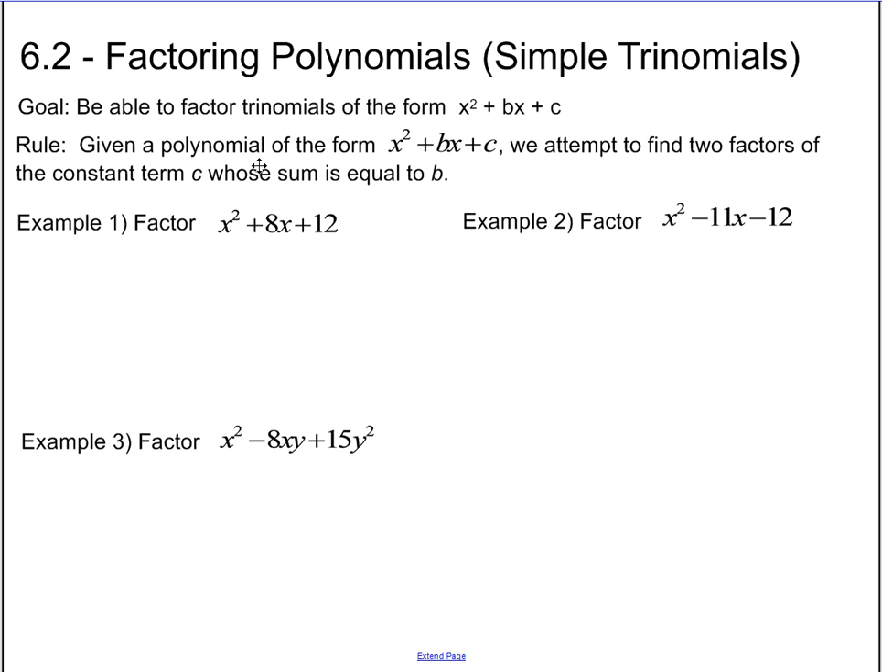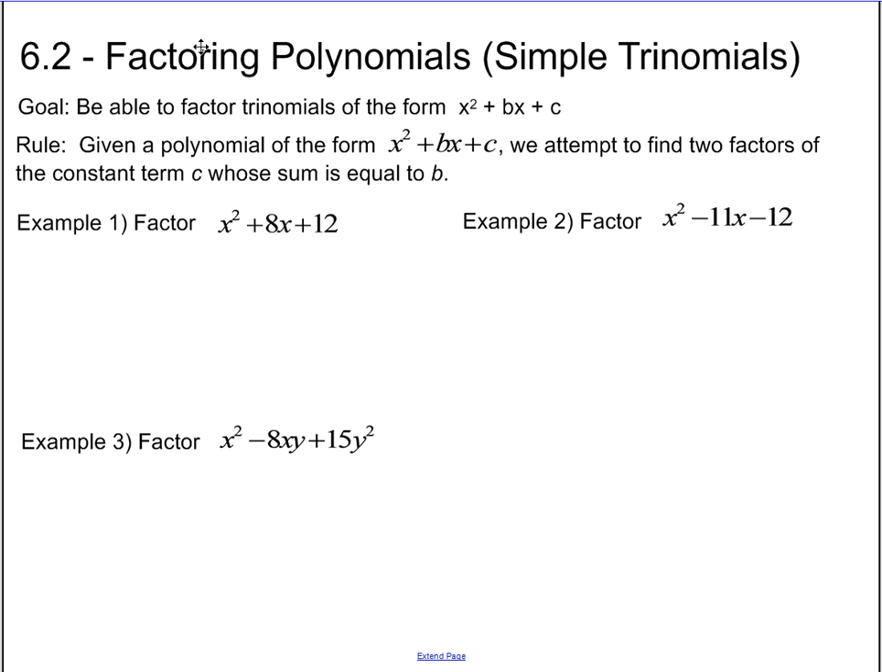We're given a polynomial of this form, x squared plus bx plus c. We attempt to find two factors of the constant term c whose sum is equal to b. Now this should make some sense based on the way that we handle multiplication. And I'll show you a really simple example for this first one.